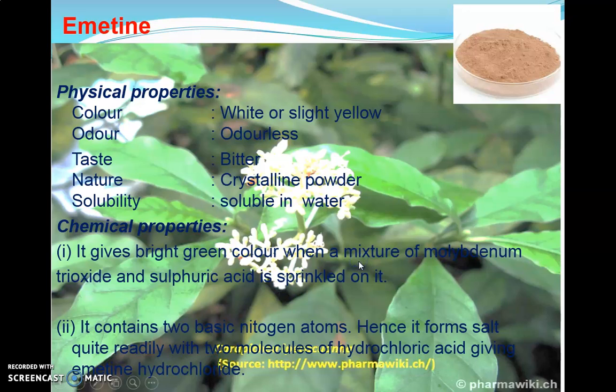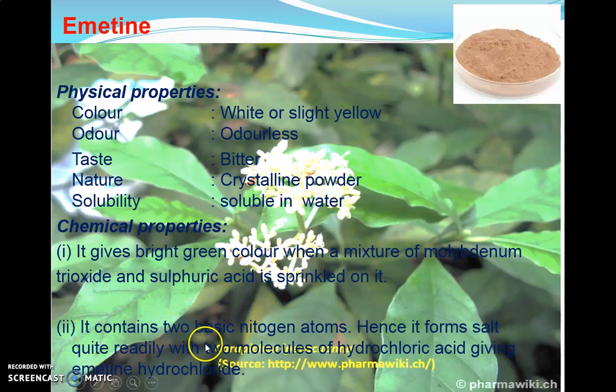Now we are moving towards the drugs. First is emetine. As far as the physical properties of emetine are concerned, it is a white to slightly yellow, odorless, crystalline powder, and it is soluble in water. As far as the chemical property, it gives a bright green color when mixed with molybdenum trioxide and sulfuric acid sprinkled on it.